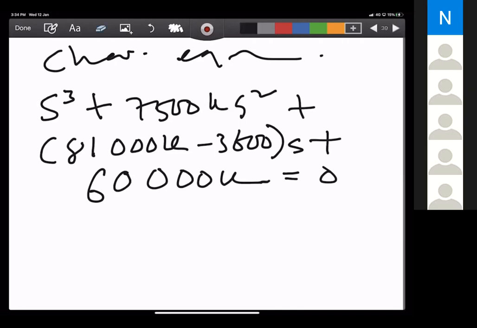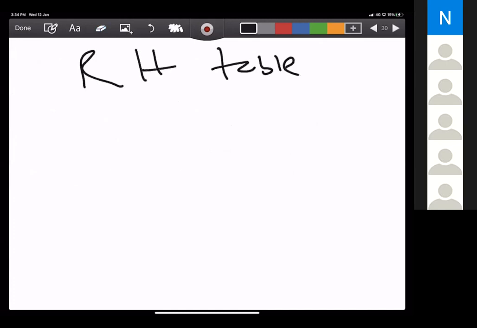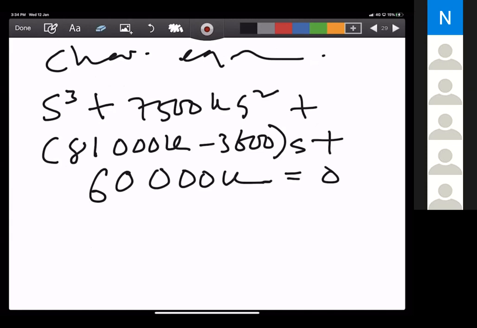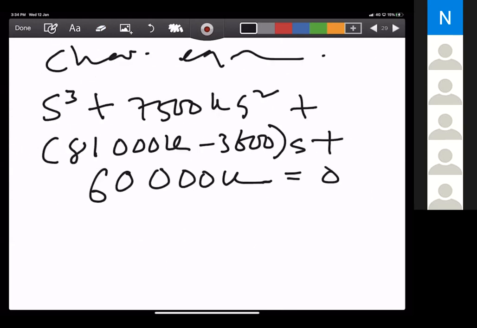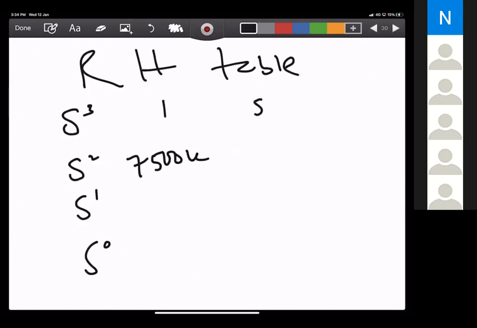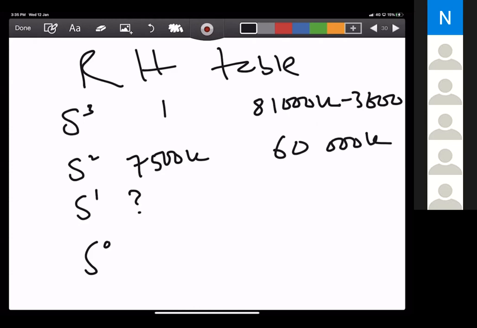So rows table. Satu, 7,500. Lepas tu 81,000 K tolak 3,006, bagi dengan 60,000 K. 2,000 K. Ni expert dia Fatihah. Oh, nak final answer terus ke?